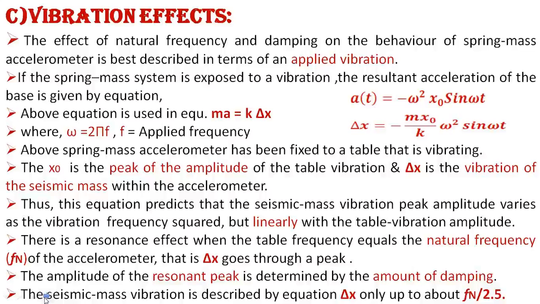Thus, this equation predicts that the seismic mass vibration peak amplitude varies as the vibration frequency squared, but linearly with the table vibration amplitude. There is a resonance effect when the table frequency equals the natural frequency Fn of the accelerometer. That is, Δx goes through a peak. The amplitude of the resonant peak is determined by the amount of damping. The seismic mass vibration is described by the equation for Δx only up to about Fn/2.5.